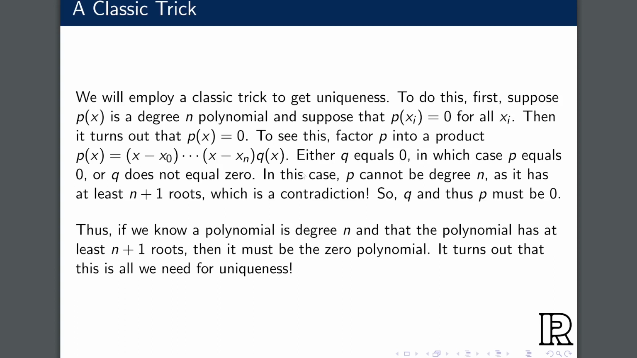Which is, I don't know, kind of a beautiful proof. If you have a degree n polynomial with n plus 1 zeros, it must be the 0 polynomial. Period. Done. Argument over. And it turns out this is all you need.